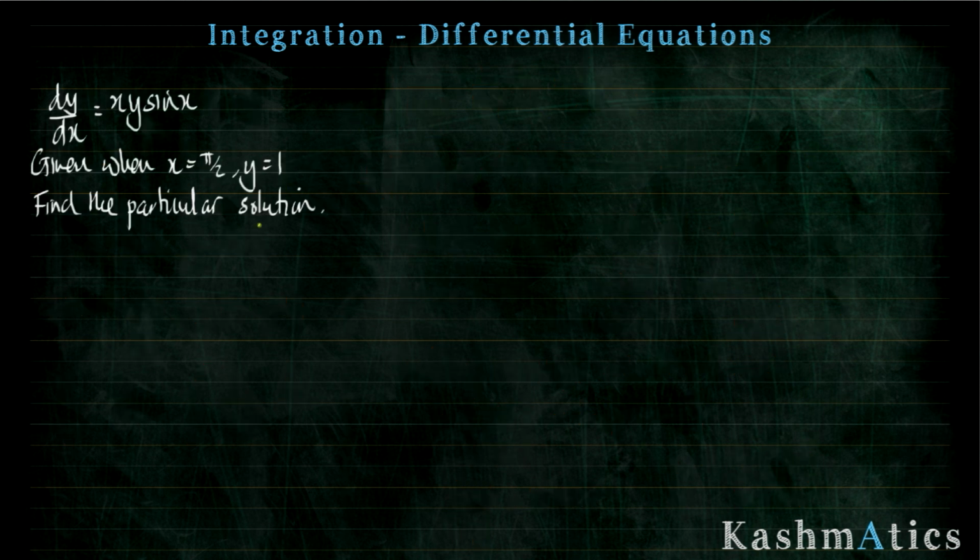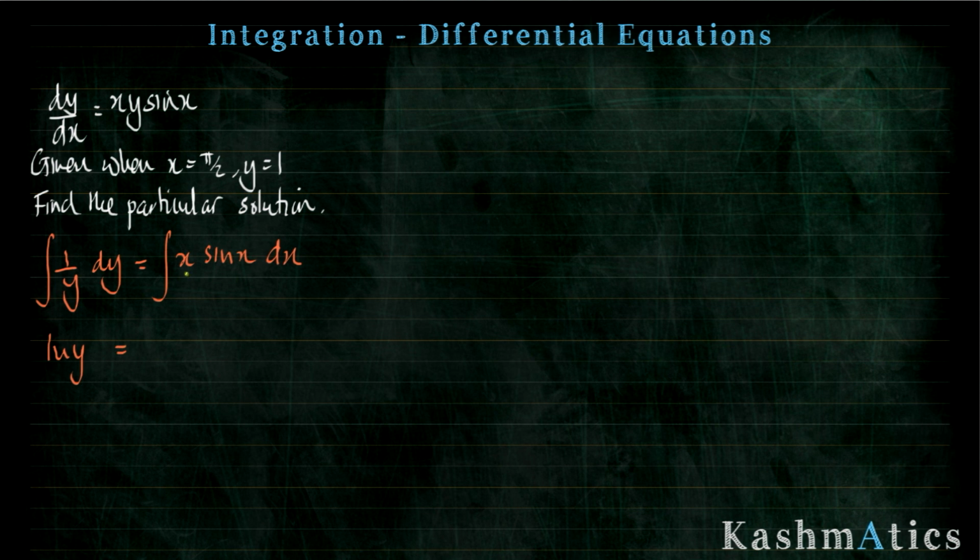So if you want to give this a go, pause the video and have a try, otherwise keep watching and I'll go through the solution. So let's start by just splitting the variables or separating the variables as we'd normally do. So if the y's go on the left hand side, I get 1 over y dy equals x sine x dx. Okay, now 1 over y becomes ln y, that bit's easy.